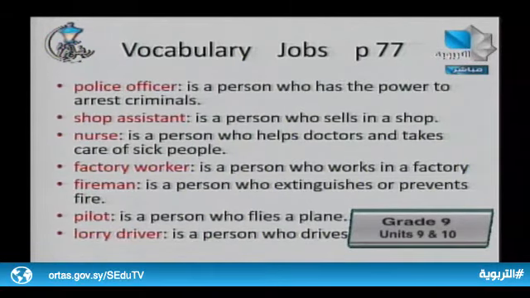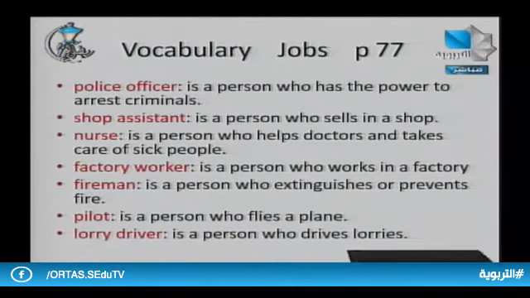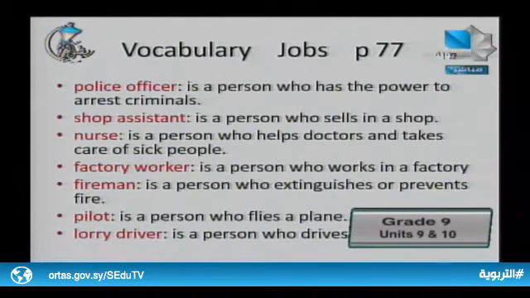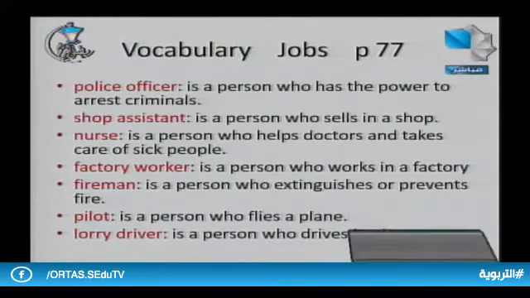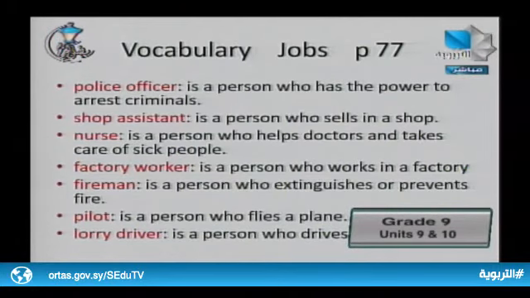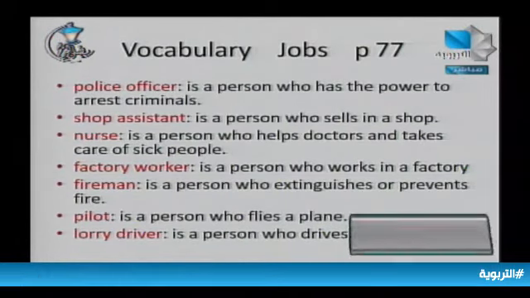Factory worker is a person who works in a factory. So these people make things, manufacture things. Fireman is a person who extinguishes or prevents fire, puts out fires. Fireman, in America they say firefighter. Yes. Now, the following one.